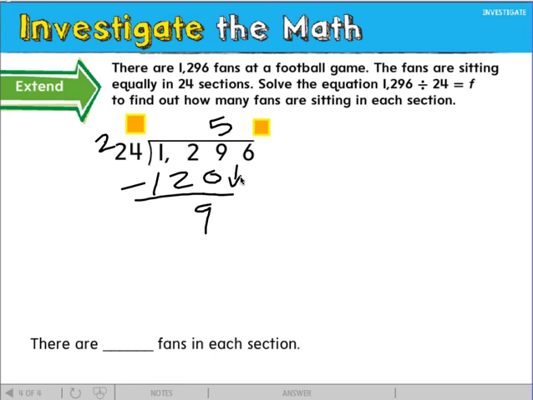Bring down my 6. Same thing now. Check it out. 24 and 96.